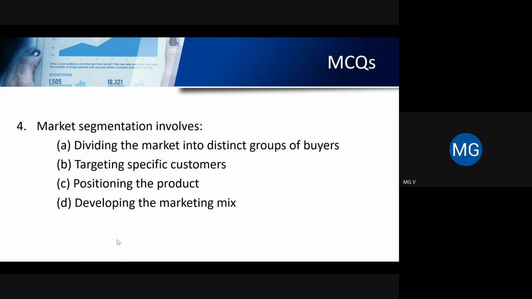Yes. Try to find the clue to what we mean by segment. To segment means to divide, right? So just go for the parent word in the English language in case you get stuck somewhere. You will definitely get a clue. So segment, as we all know, means to divide. So the answer goes with the A option: divide the market into distinct groups of buyers.